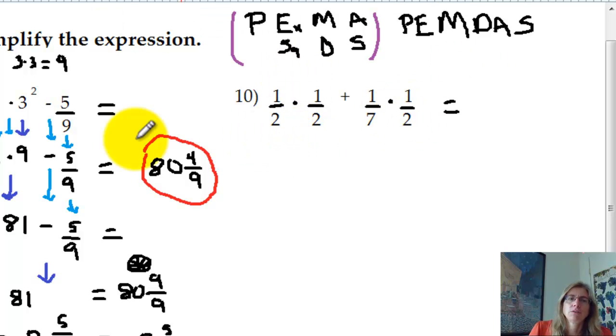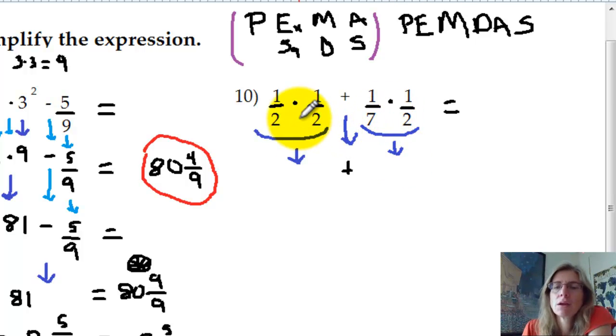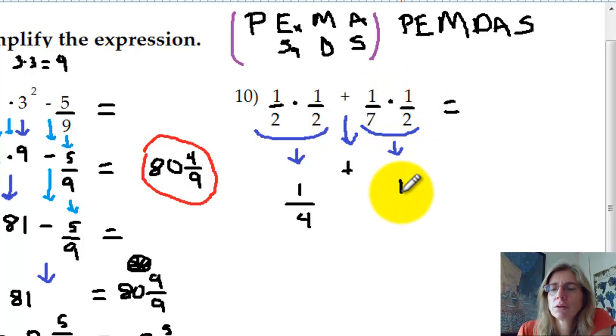So I'm going to take this first, and I'll do that. I'm going to bring down the adding sign. And then I'm going to do, and you can do this in a problem that's arranged like this, you can go ahead and do those two at the same time. So remember, with multiplication, you multiply the numerators. 1 times 1 is 1. Multiply the denominators. 2 times 2 is 4. 1/4 plus 1 times 1 is 1. 7 times 2 is 14.